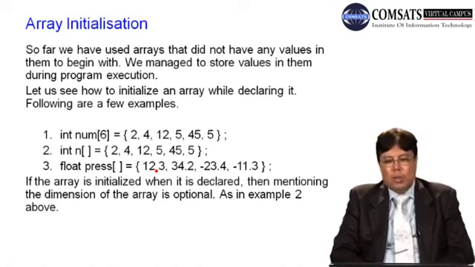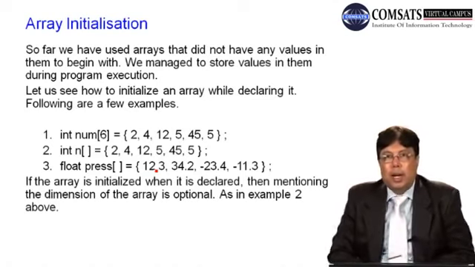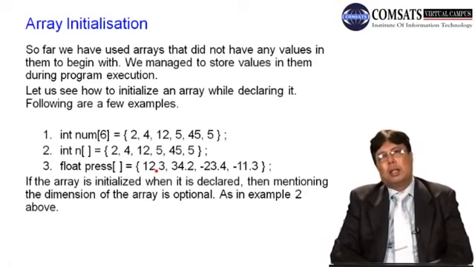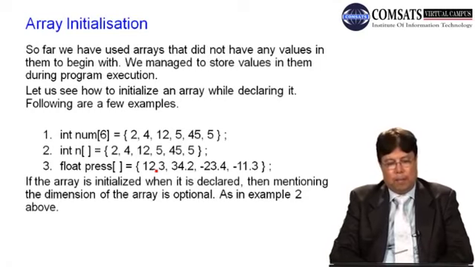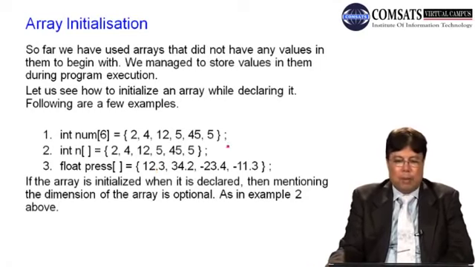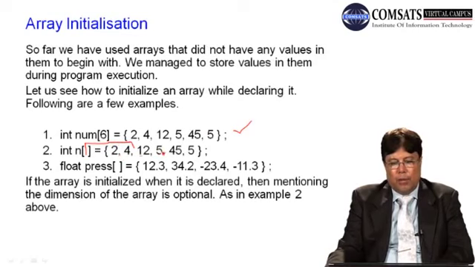So let us see how to initialize an array while we are declaring it. We can initialize it later also, but at the time of declaration we can also initialize an array. I have given 3 examples here. Example number 1: int num[6] = {2, 4, 12, 5, 45, 5}. So this is num[0], num[1], 2, 3, 4, 5. Here I have not provided the size, but I am providing the data: 2, 4, 12, 5, 45, 5.